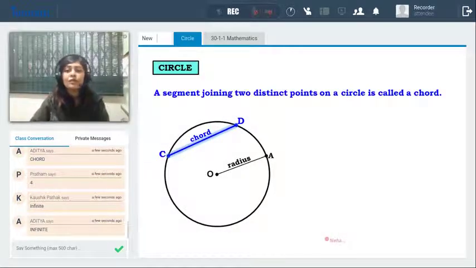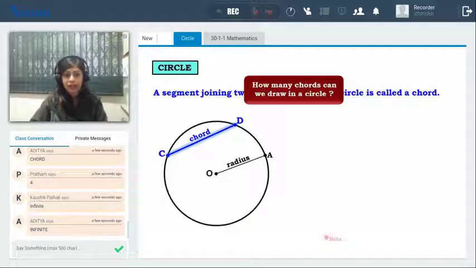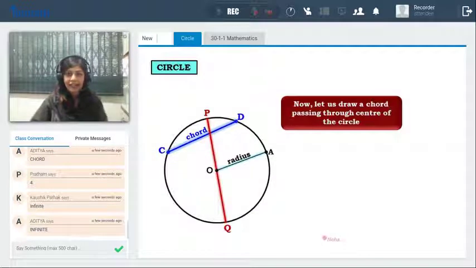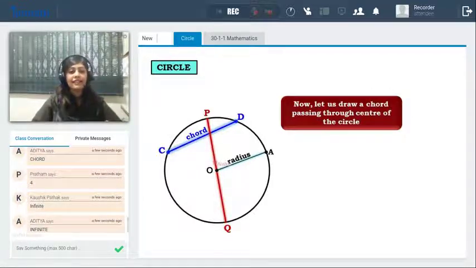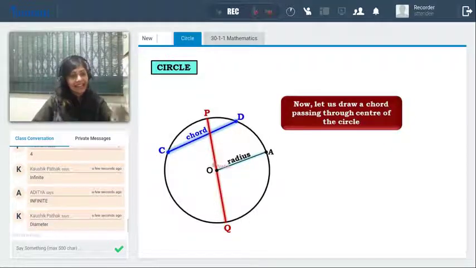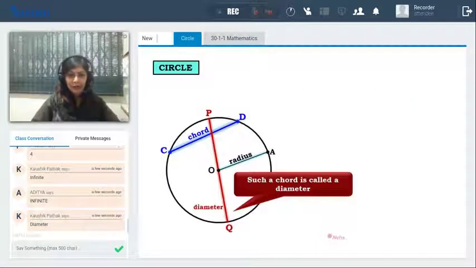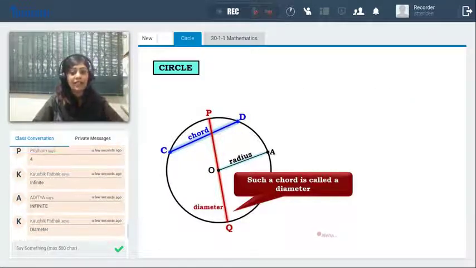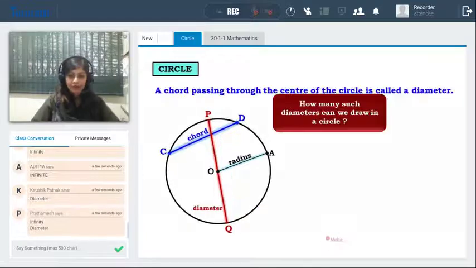A segment joining two distinct points on a circle is called a chord. We all know that, and we can have infinite chords. The next segment is PQ. This segment PQ touches 2 points on the circle, so it is also a chord, but it's a special type of chord. It passes through the center of the circle. It is known as the diameter, and we all know the diameter. Yes, Kaushik, it's the longest chord of the circle. So this is the diameter, passes through the center, and is the longest chord.